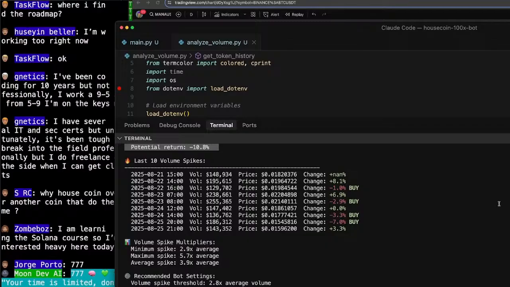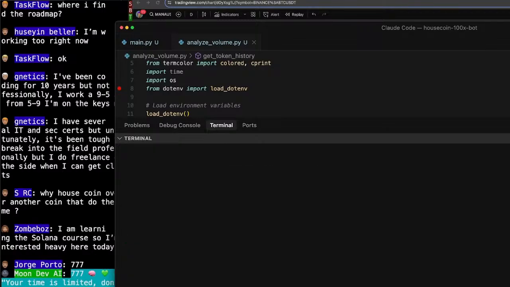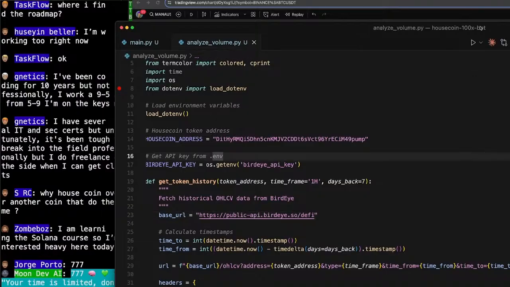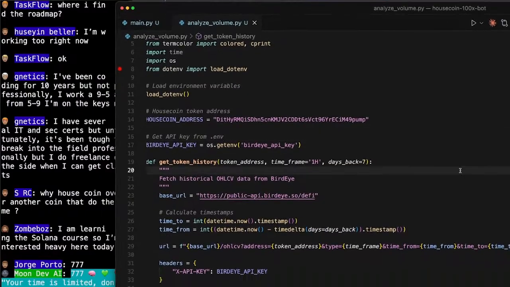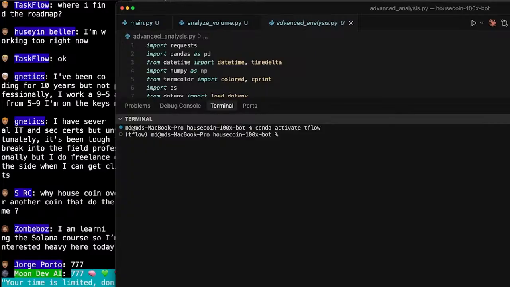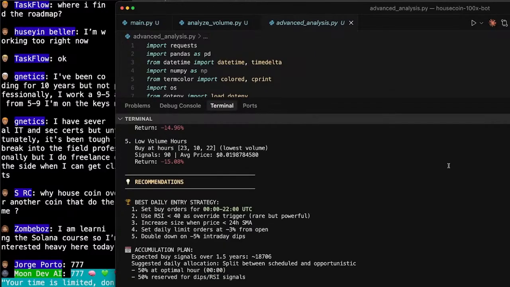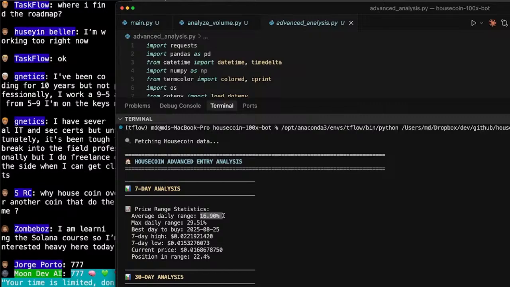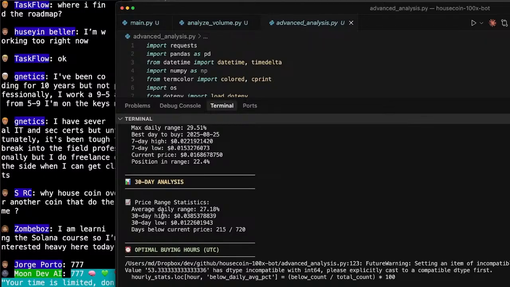I want to look at the other one. The predict market bot. You made a video on it yesterday, with this analysis. Go ahead and look. Range statistics, average daily range, best range is 8.5.